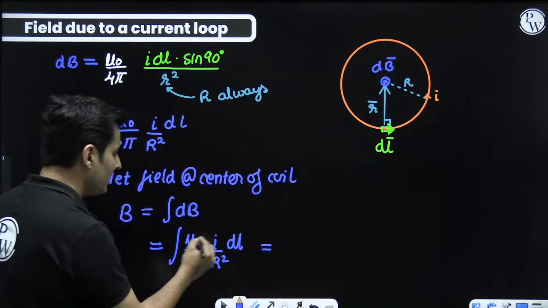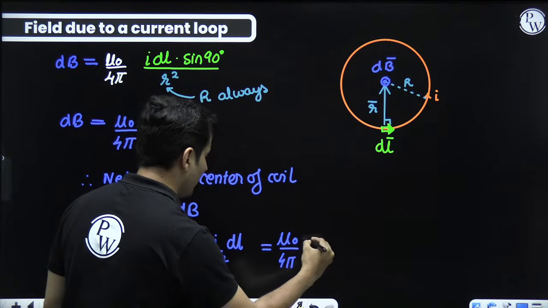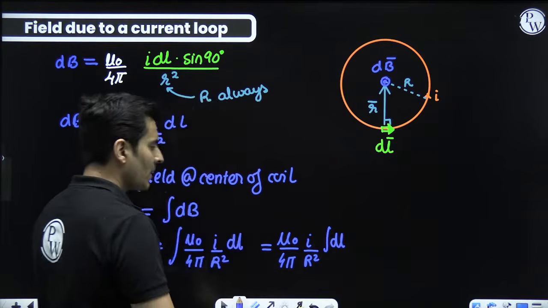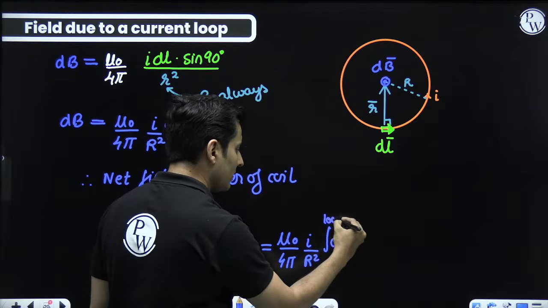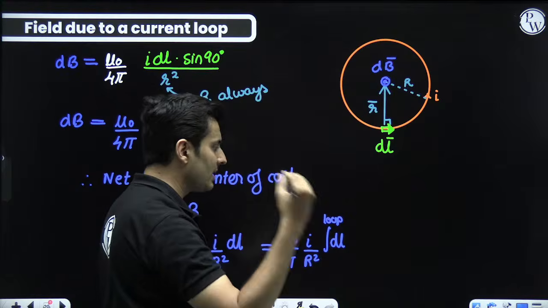So a lot of these terms are going to just come outside. You will have mu naught by 4 pi, I divided by R square, integration of dL. But we are integrating this across a loop, and when you add all these dLs, you will get the circumference.